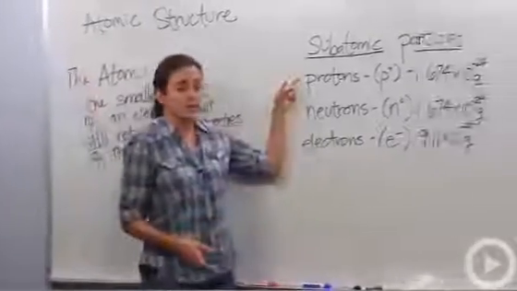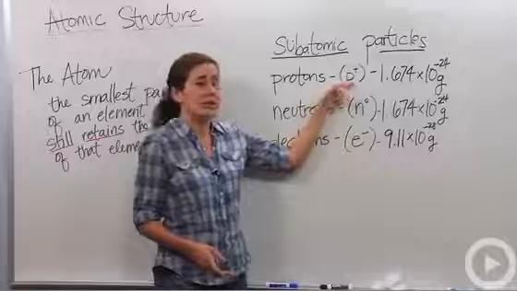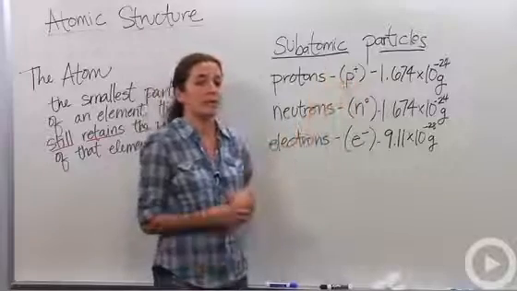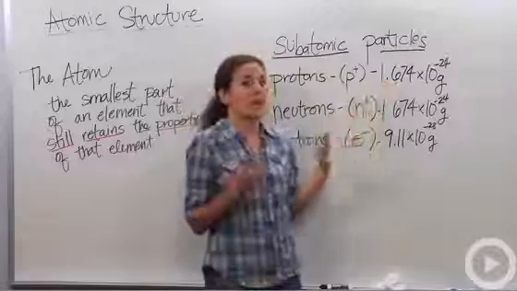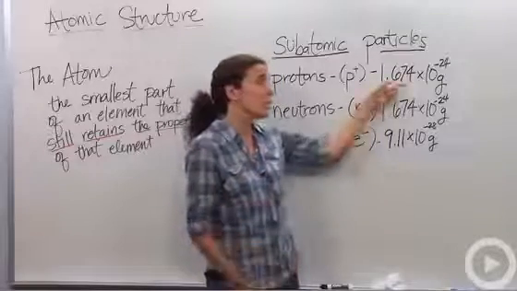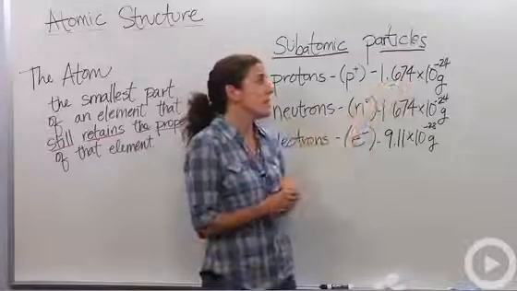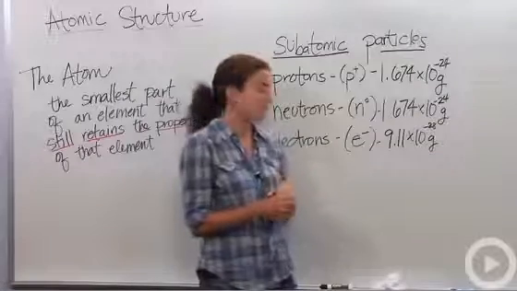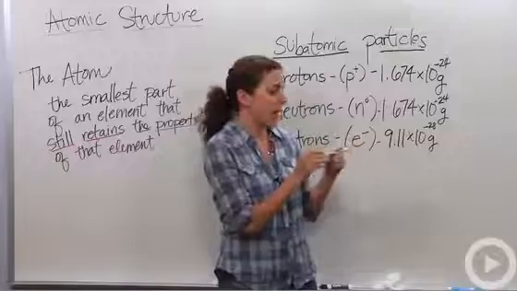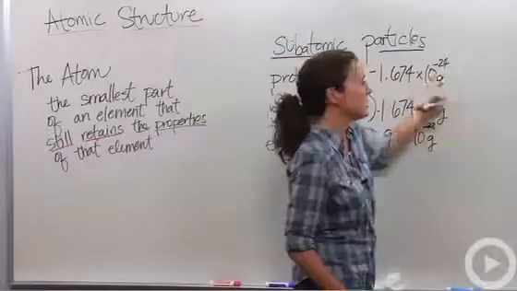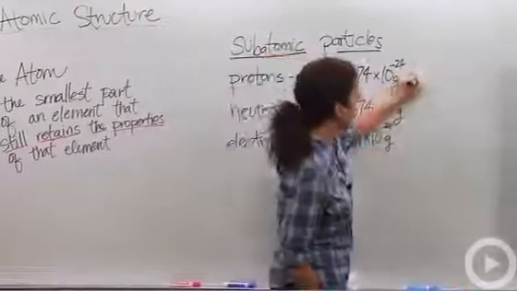So we have protons, which are positively charged, so we're going to denote that as P with a positive superscript. And they have a mass. They're super, super small. As atoms are already small themselves, they're super small. They have 1.674 times 10 to the negative 24th grams. And that's a mouthful, as you can tell. So instead of writing all this, we're just going to denote that as 1 atomic mass unit, or 1 AMU.